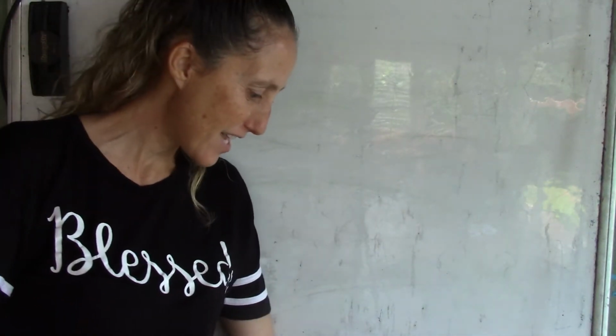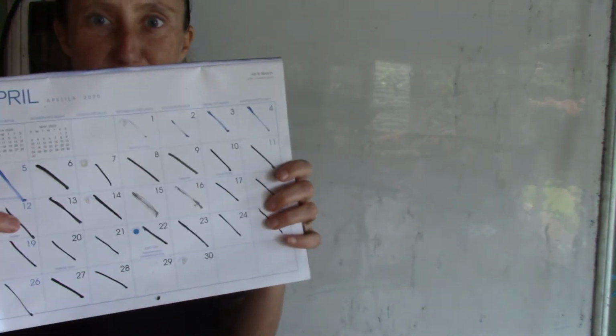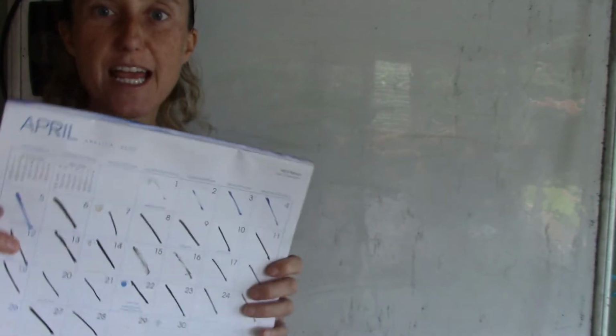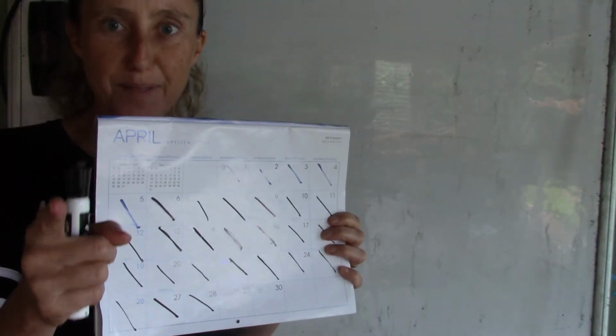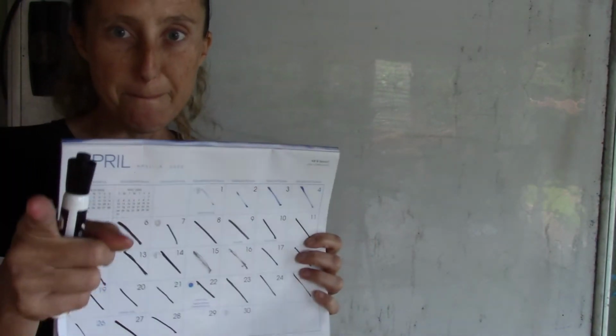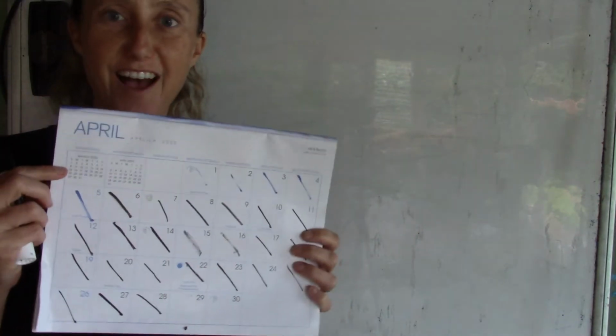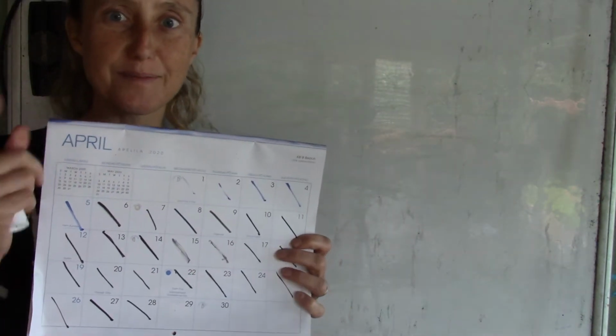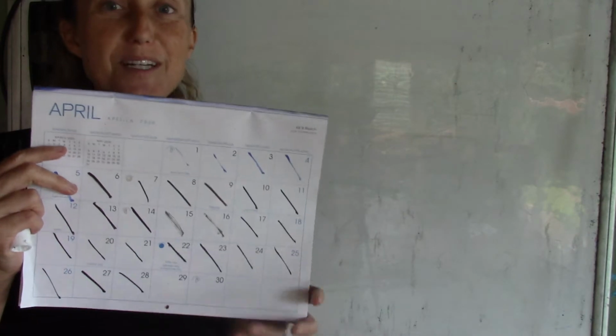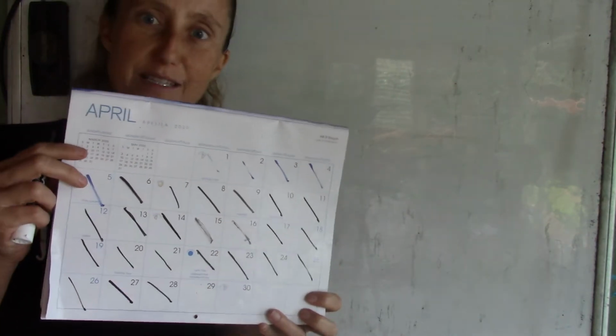We're going to start with our calendar. So, here we go. January, February, March, and April. May, June, July, and August. September, October, November, December. Those are the months of the year.